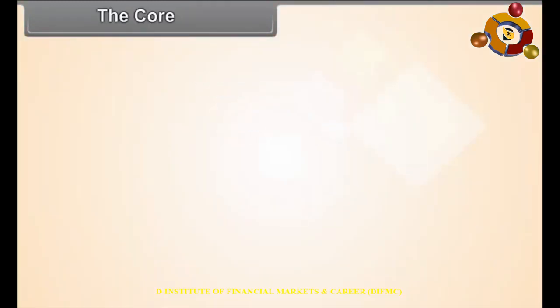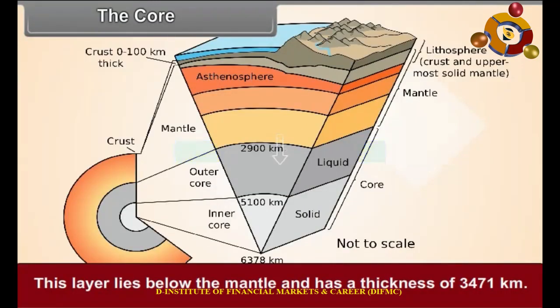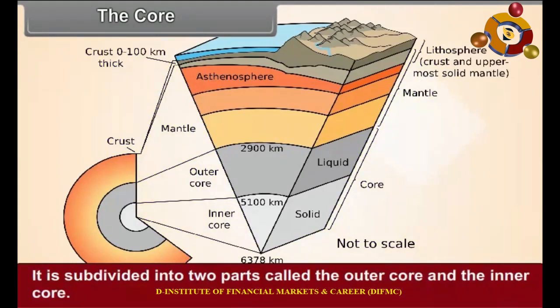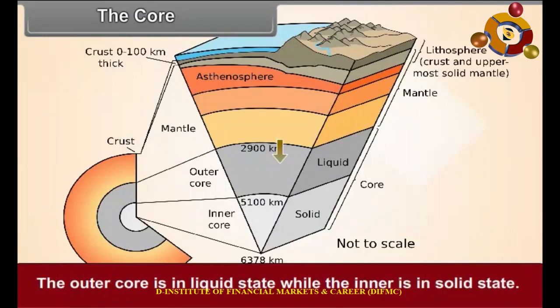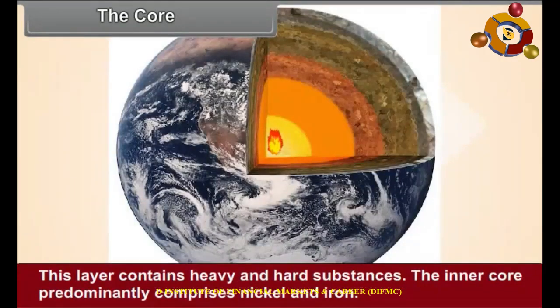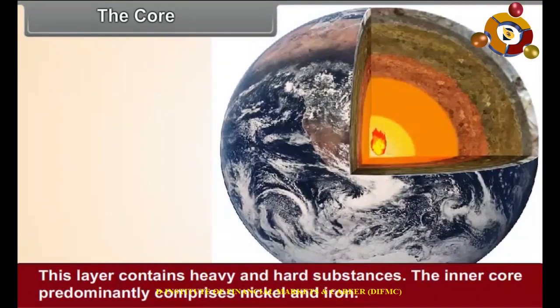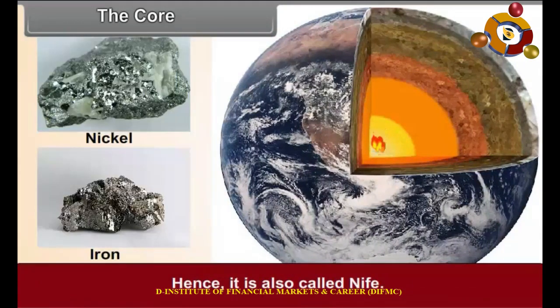The core. This layer lies below the mantle and has a thickness of 3,471 kilometers. It is subdivided into two parts called the outer core and the inner core. The outer core is in a liquid state while the inner core is in a solid state. This layer contains heavy and hard substances. The inner core predominantly comprises nickel and iron. Hence, it is also called Nife.